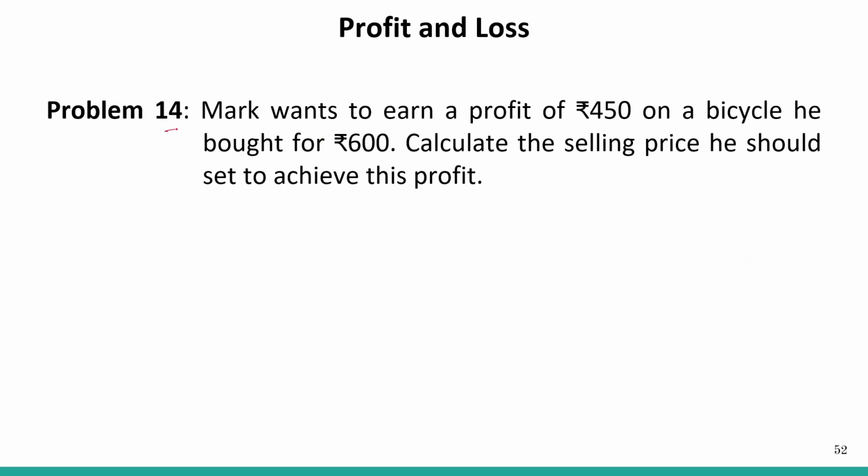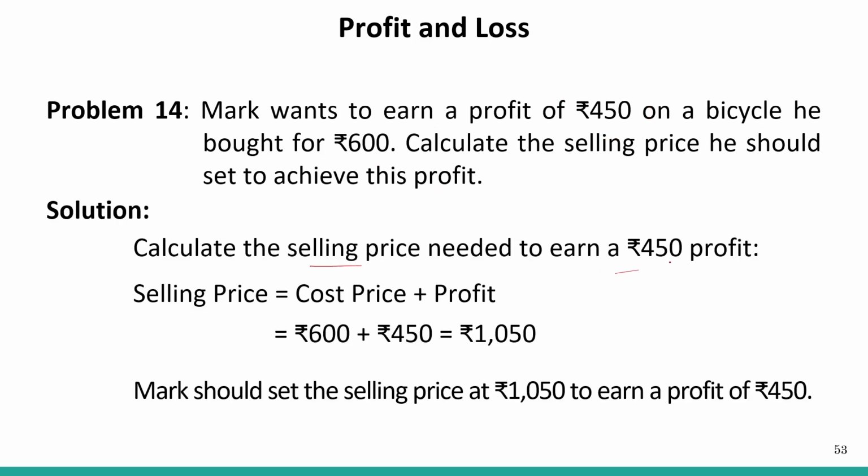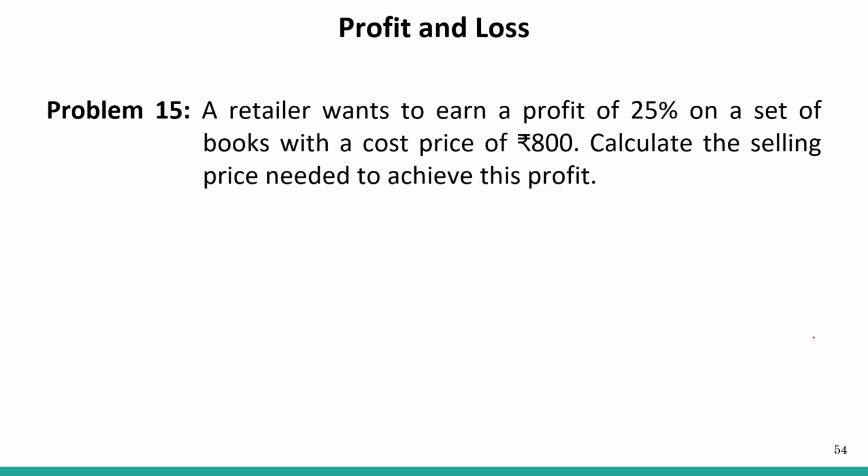So let's see problem number 14. Okay, so Mark wants to earn a profit of 450 on a bicycle he bought for 600. So calculate the selling price he should set to achieve this profit. Okay, so calculating the selling price needed for a 450 rupee profit. Okay, so cost price plus profit is equal to this much, so this much must be the selling price SP. So Mark should sell the cycle at 1,050 rupees, okay, to earn a profit of 450 rupees.